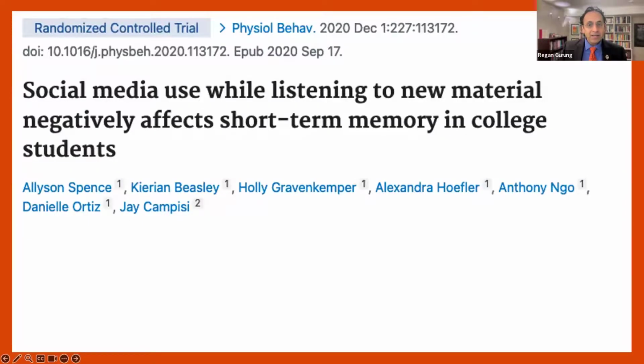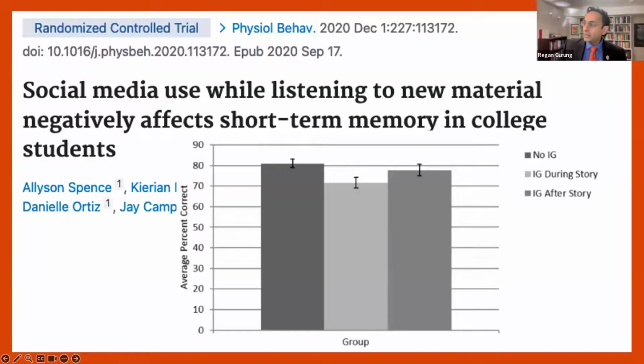So here's some data, right? They put it to the test. The Spence et al. study put this notion to the test: is that paying attention worthwhile? They had students listen to new material, and either without Instagram, they allowed Instagram use while they were listening to the story, or Instagram after listening to the story. And here's what's really interesting to me, right? No doubt, the no Instagram group did well, and better than the Instagram-during group. And of course, look, right after the story is done, not as much of an issue, and in fact, not significantly different from the no Instagram group, right?